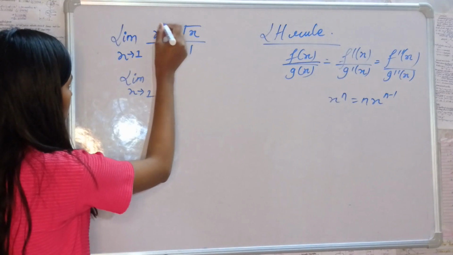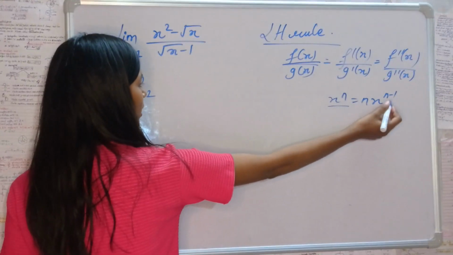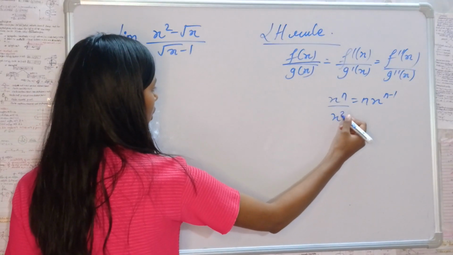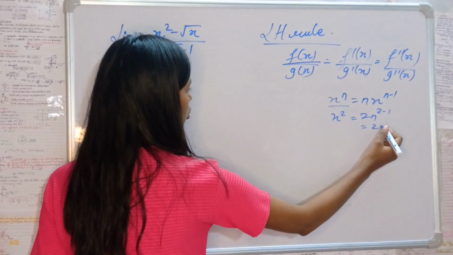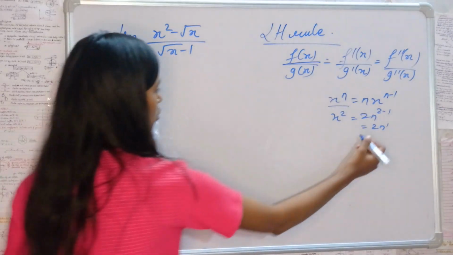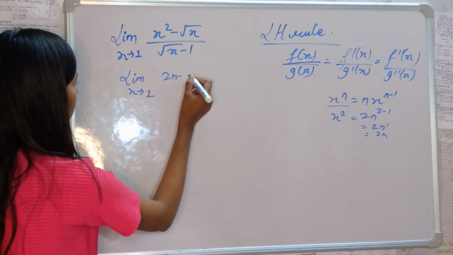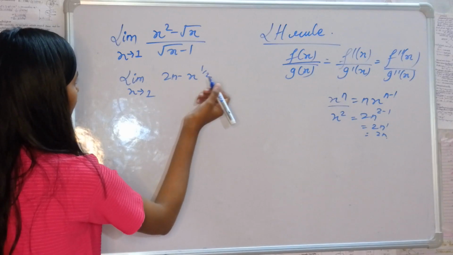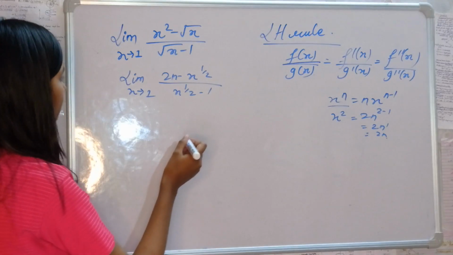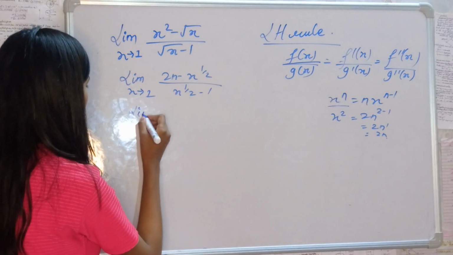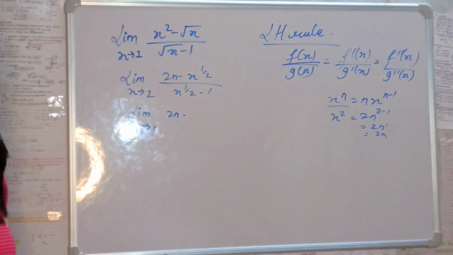If you just wanted to differentiate this part, then x to the power n is equal to n x to the power n minus 1. So if this is in this form, then 2x to the power 1 is going to be 2x. So we could write 2x over here. So 2x minus x to the power half, we could write it as x to the power half minus 1. Okay, so let's solve it further. Limit x tending to 1 of 2x minus this.